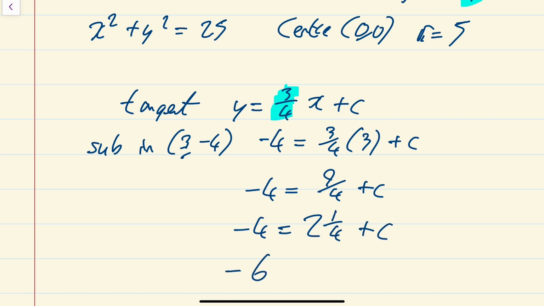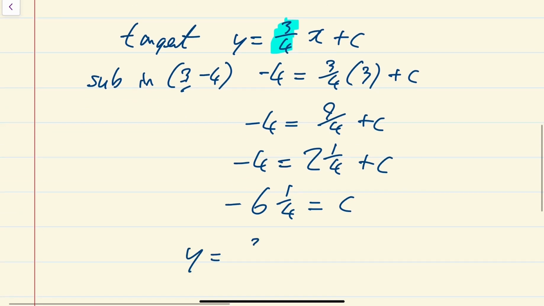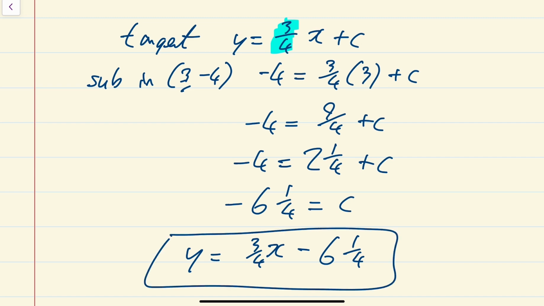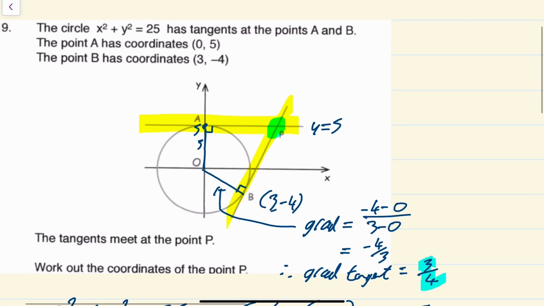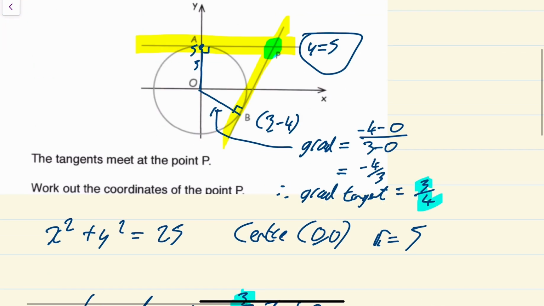So that's going to be -6 and 1/4 is equal to your c. So y is equal to 3 over 4 x minus 6 and 1/4. Okay, that is your other tangent. So you've got that as a tangent, and remember, you had this as a tangent as well.